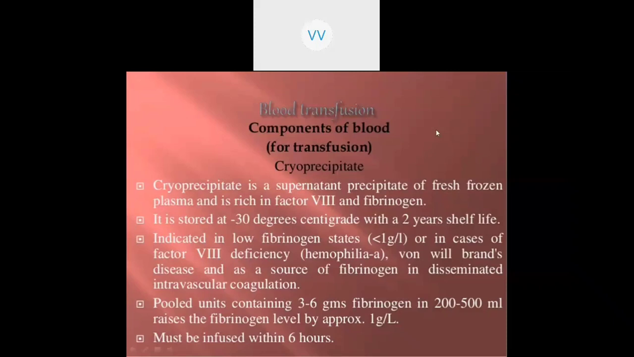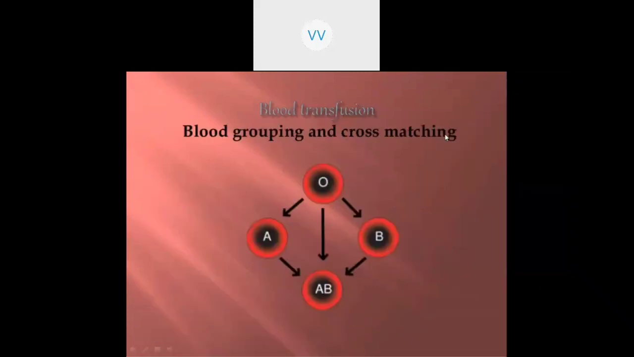Okay, in the case of any low fibrinogen, decreased source of fibrinogen, and intravascular coagulation. Units contain 3 to 6 grams of fibrinogen. See, this is administered and infused within 6 hours after taking it out from the refrigerator. Administered within 6 hours. That is about the components of blood transfusion.